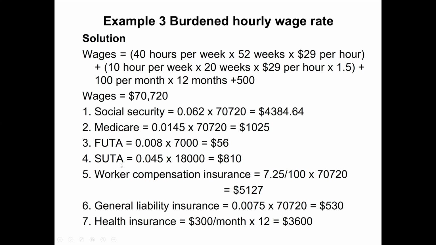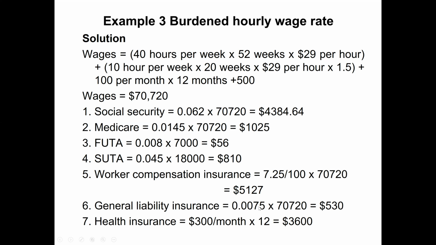SUTA is the State Unemployment Tax Act. For this, the company pays 4.5%, meaning 0.045, on the first $18,000 of the wages, not on all the wages, as this data is given. So the company pays $810 annually for state unemployment tax. Then worker compensation insurance was $7.25 per $100 of wages. So it's 7.25 divided by 100 multiplied by all the wages, which is 70,720. The company pays $5,127 towards worker compensation insurance.